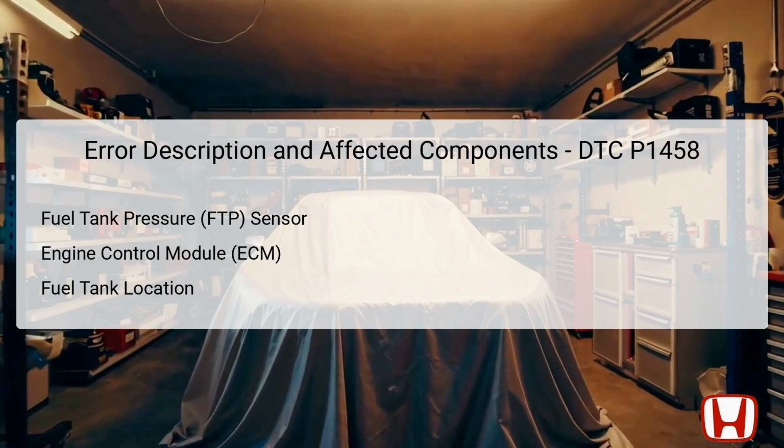The ECM uses the information from the FTP sensor to determine whether the fuel system has developed any leaks or if the vapor recovery system is functioning correctly. Issues in the FTP sensor can disrupt this communication, leading to performance complications, inefficient fuel consumption, and increased emissions. Understanding the function and placement of these components is essential for accurate diagnostics.